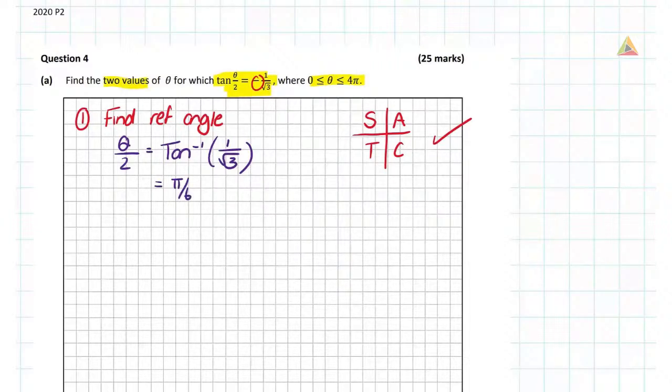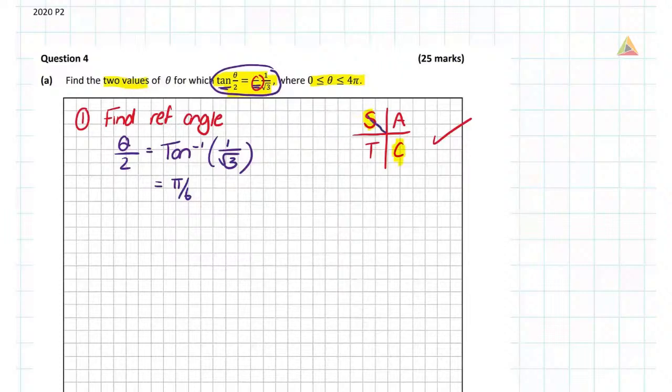So in this case, that is going to be pi over 6 in this quadrant and in this quadrant because we're interested in where tan is negative. So tan, we have a negative here. So sine is positive in the S quadrant and cos is the only one that's positive in the C quadrant. So that's why I'm choosing those two quadrants.